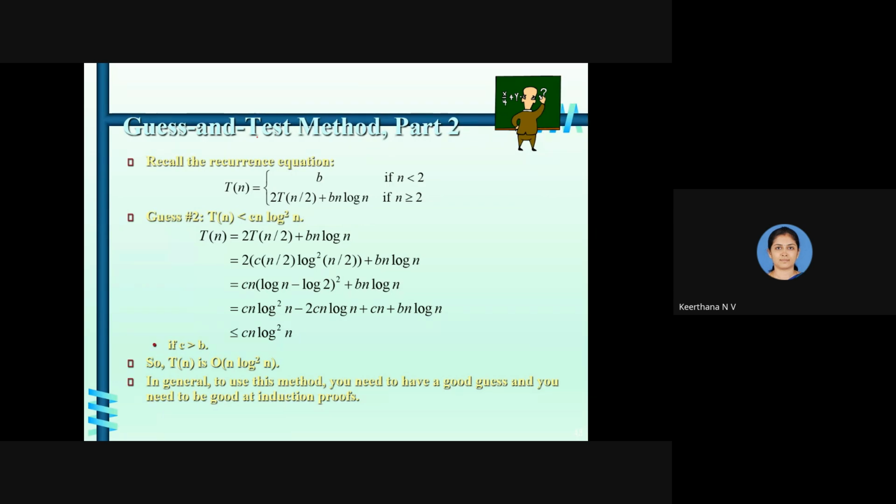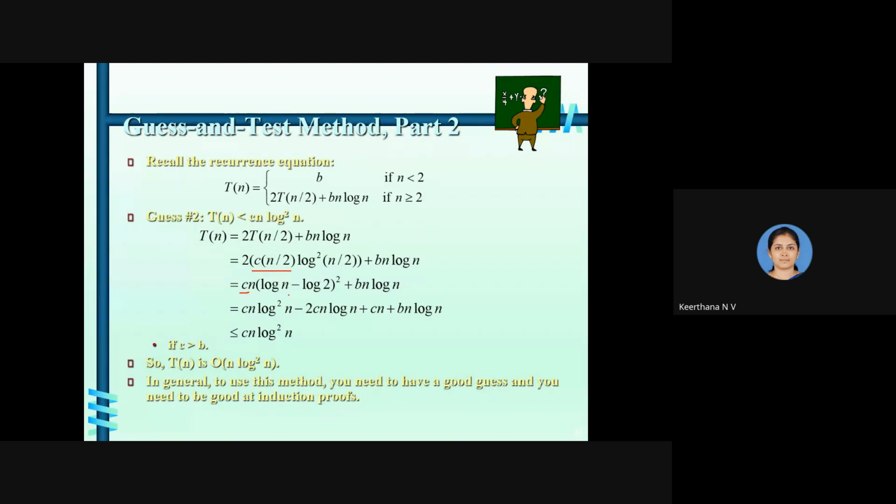So again, you are applying the guess and test method in another approach, by taking the square of the logarithm of n. You will be applying log square for each and every factor and multiplying it. So again, you will be multiplying here C n by 2 and log square of n by 2. Taking the common factor of C, it becomes log n minus log 2, the whole squared.